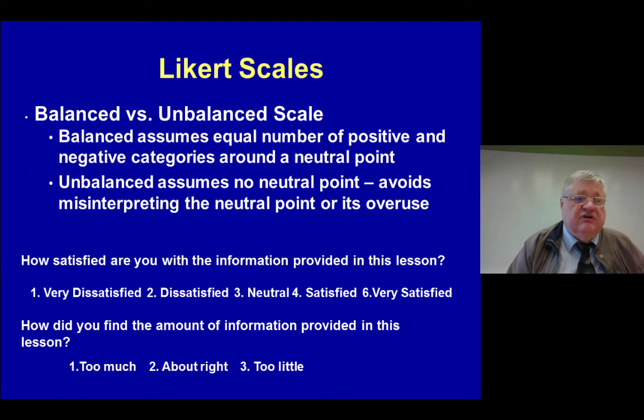So that first one there, how satisfied were you with the information provided in this lesson, you can see that that's an example of a balanced scale. You've got 2 negatives, 2 positives surrounding that neutral or undecided. The other one, how did you find the amount of information provided in this lesson? Too much, about right, too little. That's an unbalanced scale, because about right is not a neutral point or an undecided point.